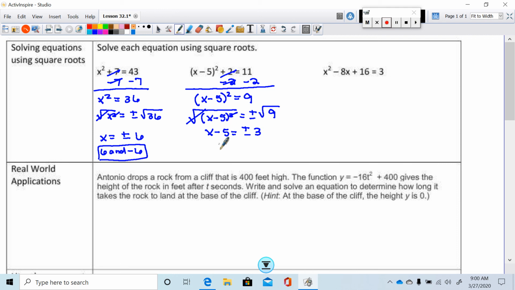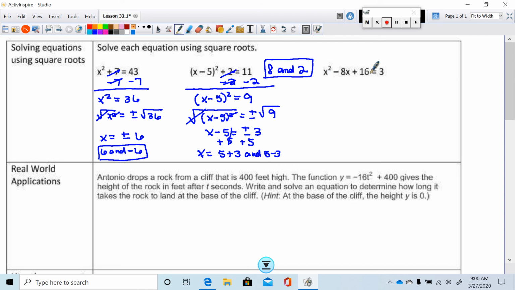X is still not by itself. I have to add 5 to both sides. So this is literally x equals 5 plus 3 and 5 minus 3 if I split the plus and minus apart. So 5 plus 3 is 8 and 5 minus 3 is 2. So those are the two answers for that one.